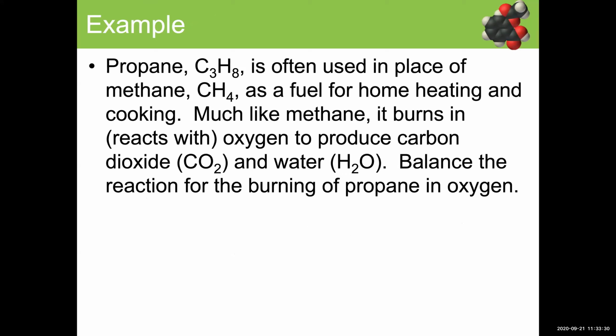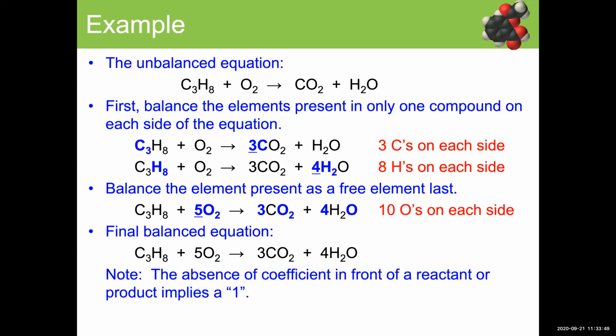Okay, here's an example that we can try where we're going to balance propane reacting with oxygen to form carbon dioxide and water. You're all familiar with propane. This is what was in the Bunsen burners that you were using. And so that equation is C3H8 plus O2 going to CO2 and water.